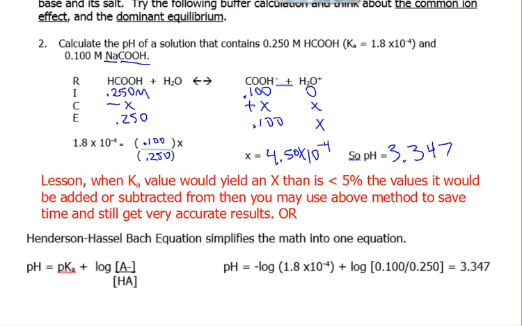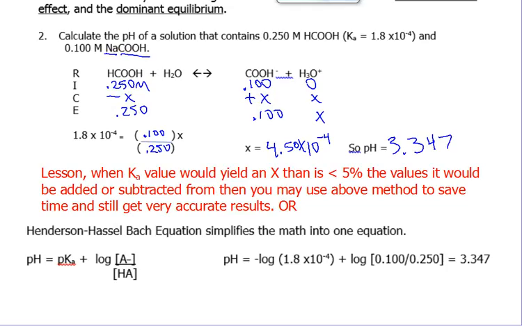So here is the Henderson-Hasselbalch equation. It's just a little bit lower in your notes. You can find it right here. It is on the equation sheet.